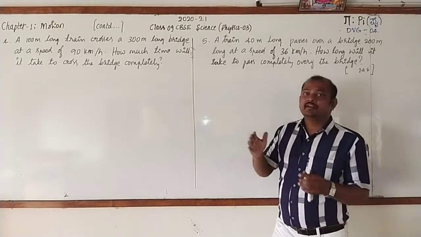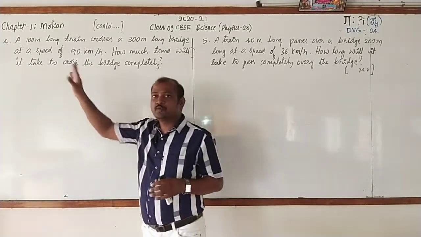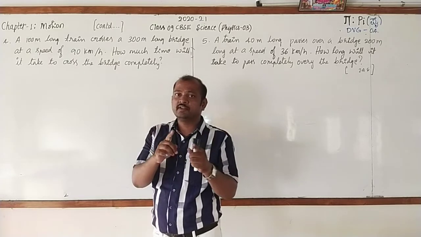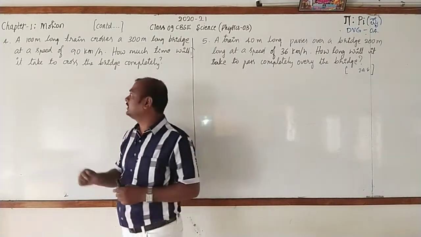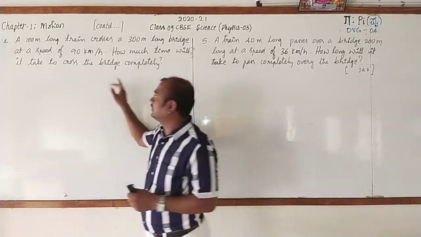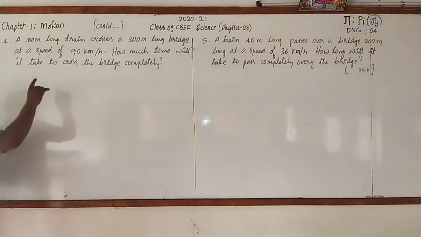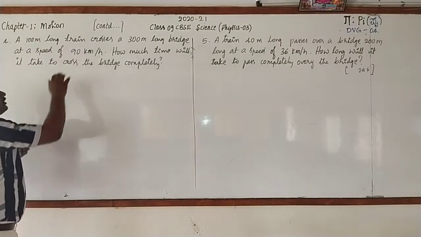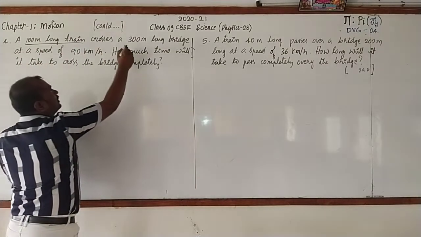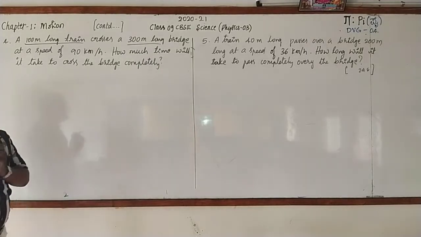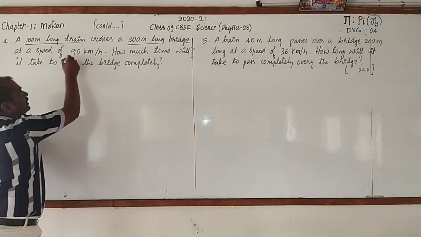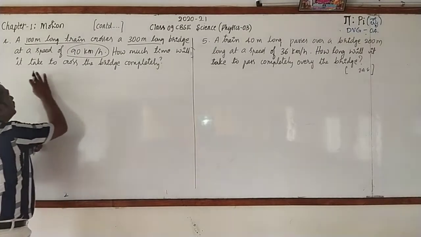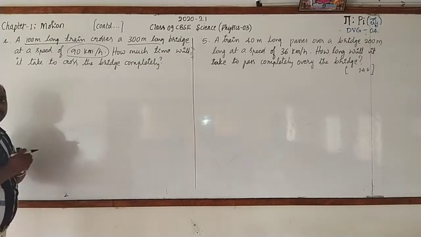Dear students, observe the fourth problem. This is also a very interesting one. There is a reason. You can come to know why it is interesting through this statement. Go through this. Let me read. Listen carefully. A 100-meter long train crosses a 300-meter long bridge at a speed of 90 km per hour. How much time will it take to cross the bridge?